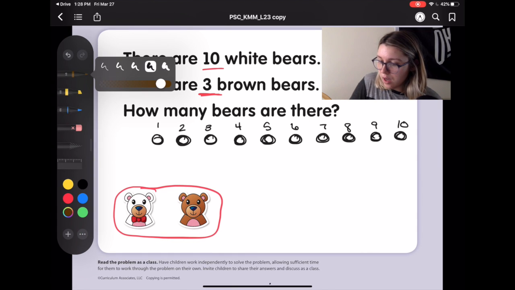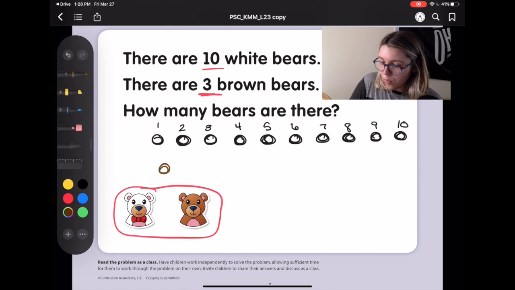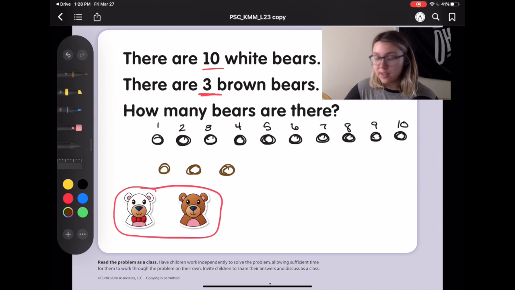Okay. 1, 2, 3. That was quick. So I drew 3 brown bears and 10 white bears. And how many bears are there? How can we figure out how many bears there are?